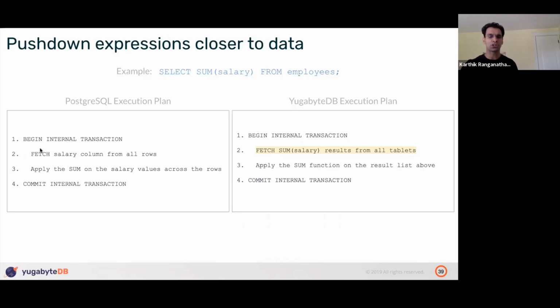Like some sort of expression that you're computing. What Postgres would do is just fetch all of the salary columns from all rows and then apply the sum, right? Simple. But with Yugabyte, each of these fetches could become remote RPCs. And so you're going to be fetching a lot and then adding it up in one node. Instead, we changed the query to fetch the sum of salaries from each of the tablets and then add the partial sums to get the full sum.